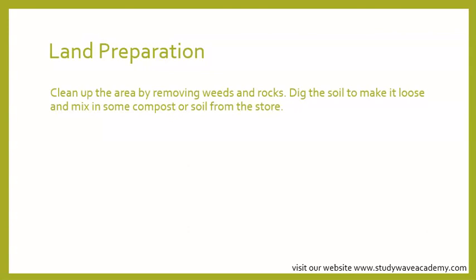Okay? You prepare the land. You clear the area, remove any grass, weeds, or rocks from the spot where you want to create your own garden. You dig the soil. You use a shovel or a garden fork to turn the soil over. This makes it loose and helps plant roots grow better.